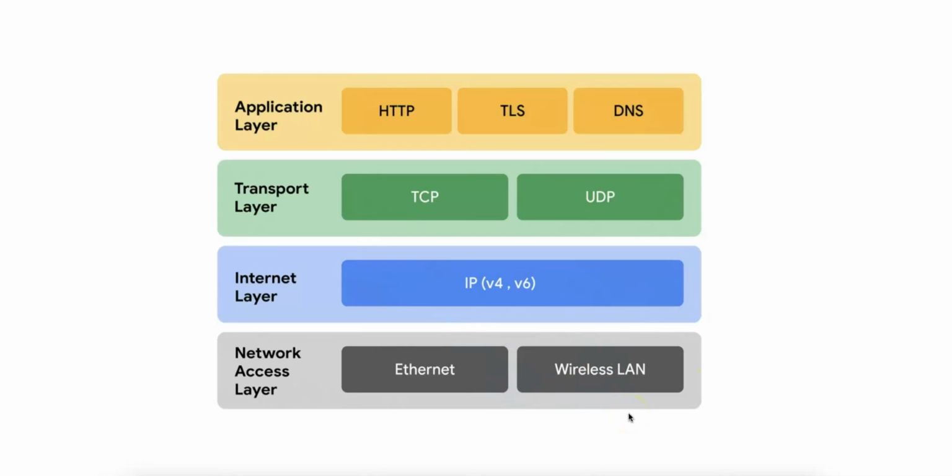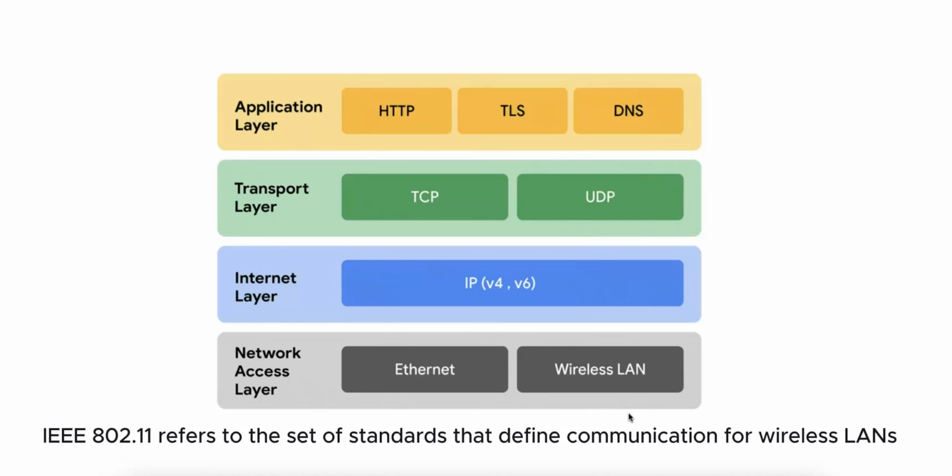Wireless LAN, or Wi-Fi, provides wireless communication using radio waves instead of physical cables. It's used for devices to connect wirelessly to a network. Wireless LAN transmits data over the air between devices using protocols like IEEE 802.11. It operates similarly to Ethernet, but without wires, and devices communicate via Wi-Fi access points.